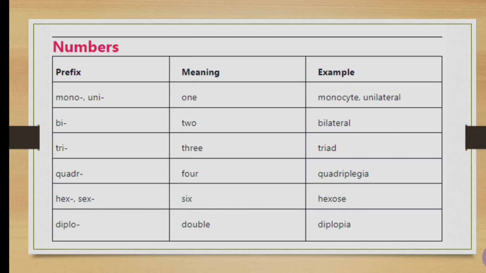Prefix mono means 1, for example monocyte. Uni means also 1, example unilateral. Bi meaning 2, example bilateral. Tri meaning 3, example triad. Quadri meaning 4, for example quadriplegia. Hex means 6, hexos. And diplo means double, diplopia is the example.